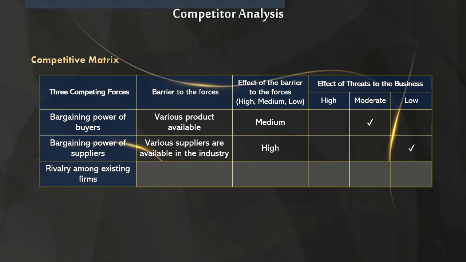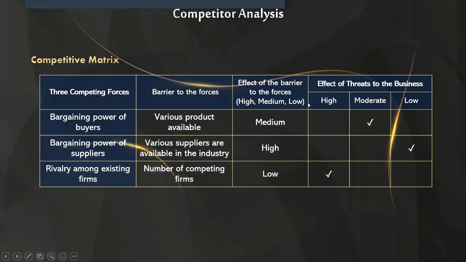The third one is rivalry among existing firms. Barrier to this force is number of competing firms. And we know the effect of competition or the threat, no, of competition to our business is high. Therefore, the effect, since inversely proportional man siya sa effect of the barrier to this competing force, so the answer here is low. So always remember these two columns kay inversely proportional.